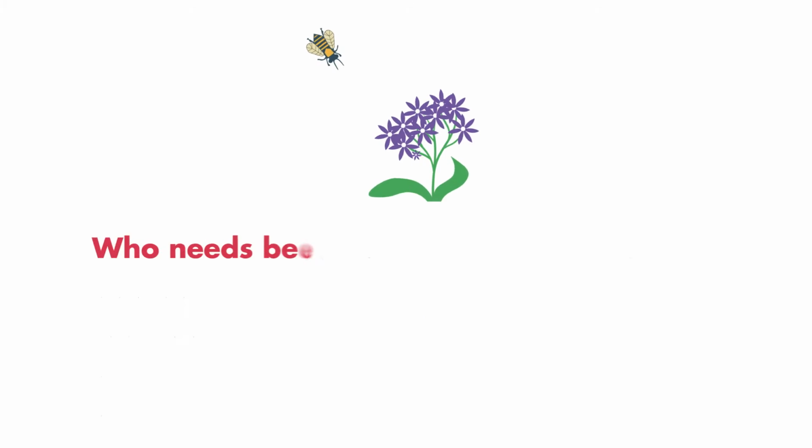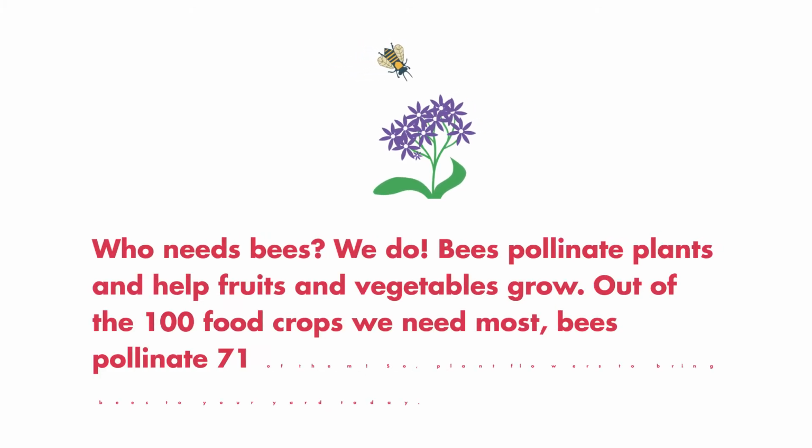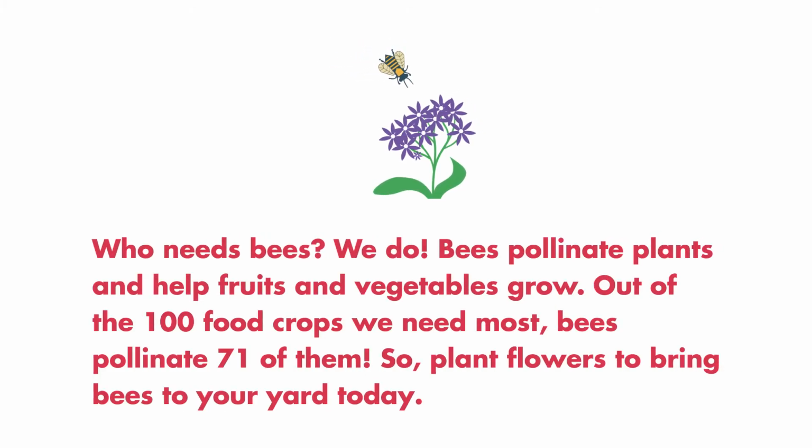This text looks like it could inform too. It's about bees. It includes a fact. Out of the 100 food crops we need most, bees pollinate 71 of them. That's an important fact. But look at the first two sentences. Who needs bees? We do.